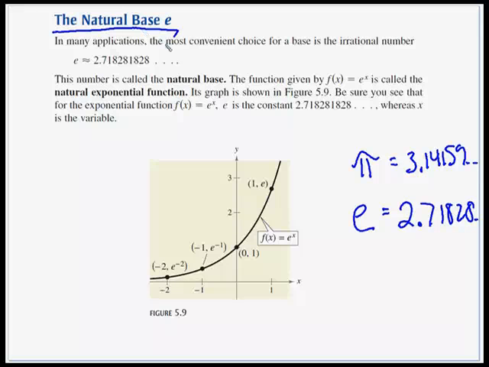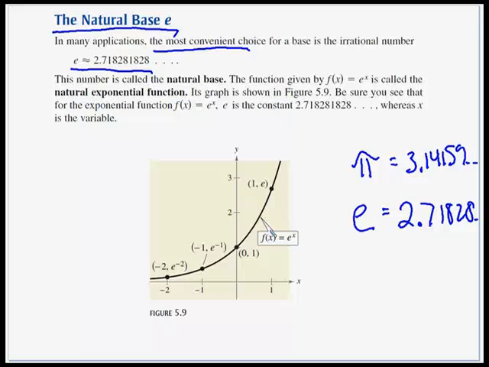So in many applications, the most convenient choice for a base is the irrational number e. This number is called the natural base. The function given by f of x equals e to the x is called the natural exponential function. Its graph is shown down here in the figure. Be sure to see that for the exponential function f of x equals e to the x, e is the constant 2.718281828... where x is the variable.